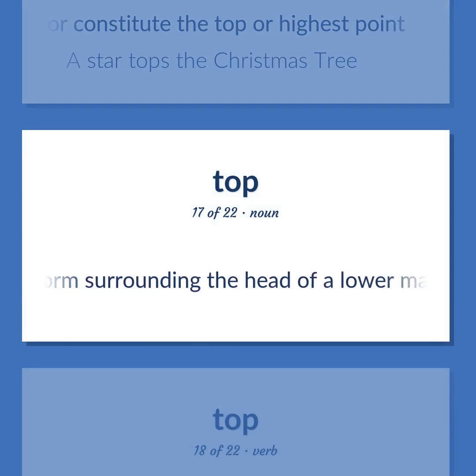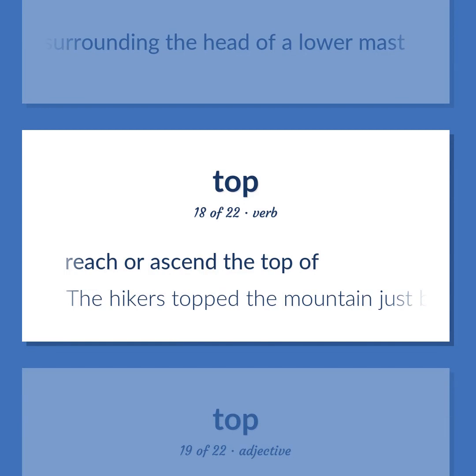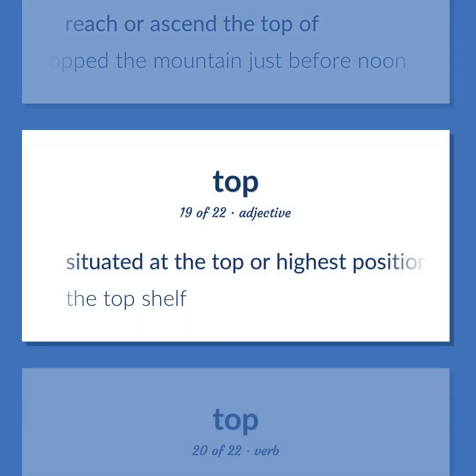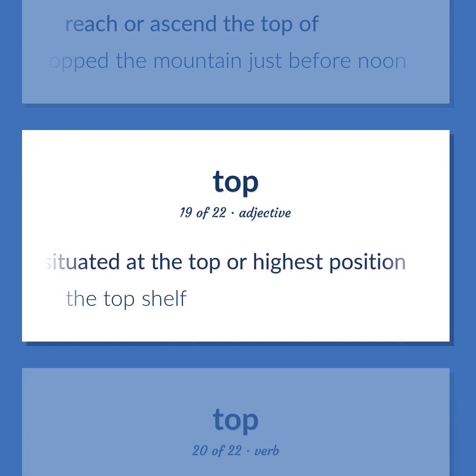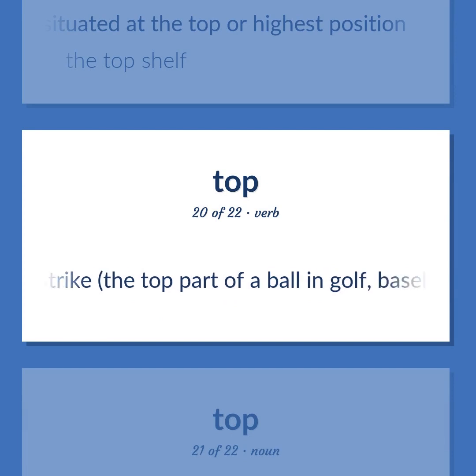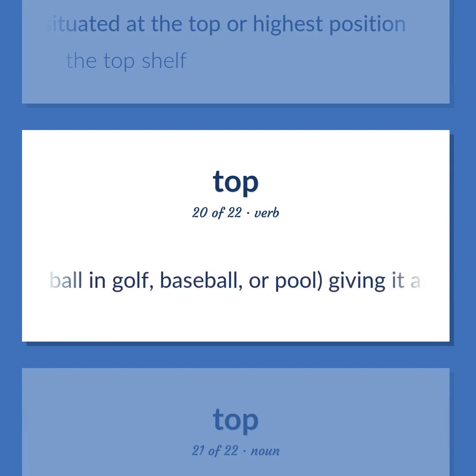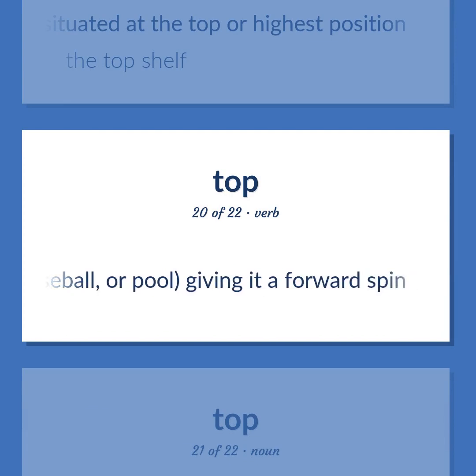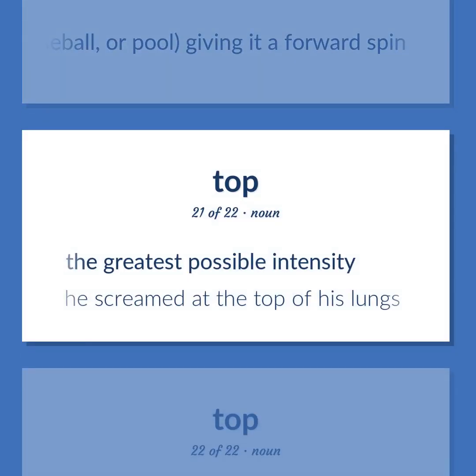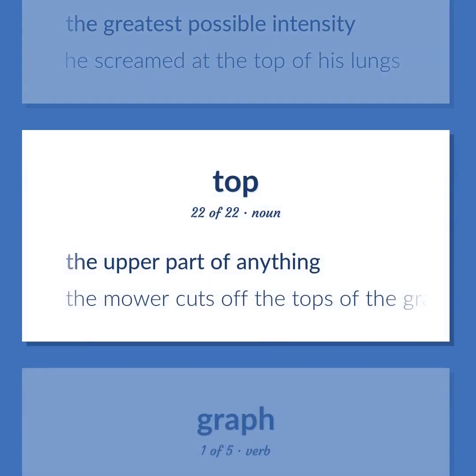Platform surrounding the head of a lower mast. Reach or ascend the top of. The hikers topped the mountain just before noon. Situated at the top or highest position. The top shelf. Strike the top part of a ball in golf, baseball, or pool, giving it a forward spin. The greatest possible intensity. He screamed at the top of his lungs. The upper part of anything. The mower cuts off the tops of the grass.